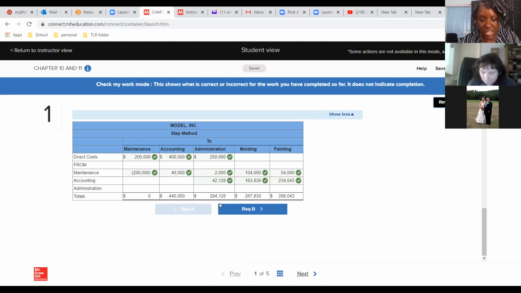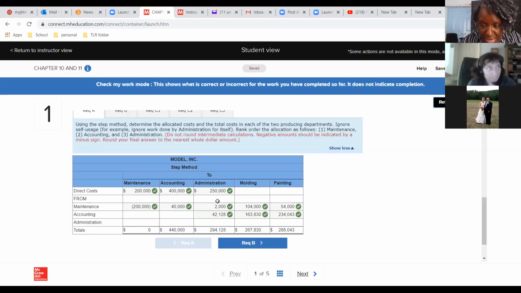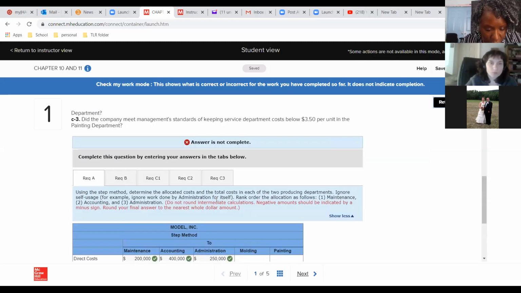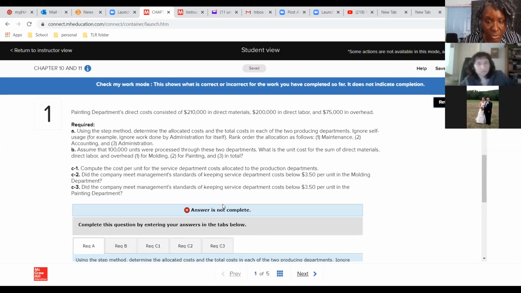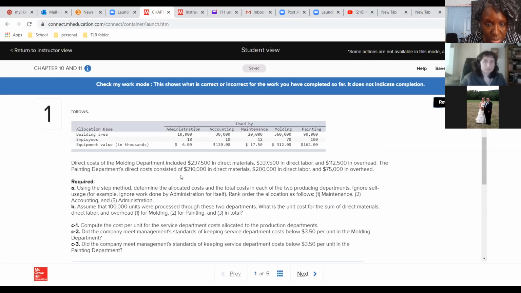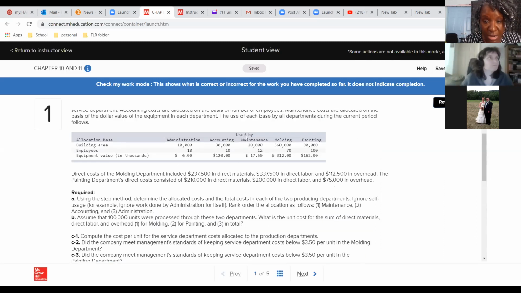Now we're going to start with administration. Administration cost is allocated based on square footage. All right, so if we look at our details, the square footage for each one, and remember, we are not dealing with accounting, we're not dealing with maintenance. We're going to be allocating costs here based on these remaining departments.